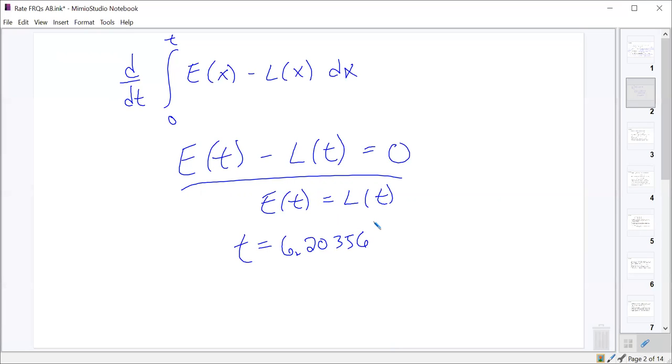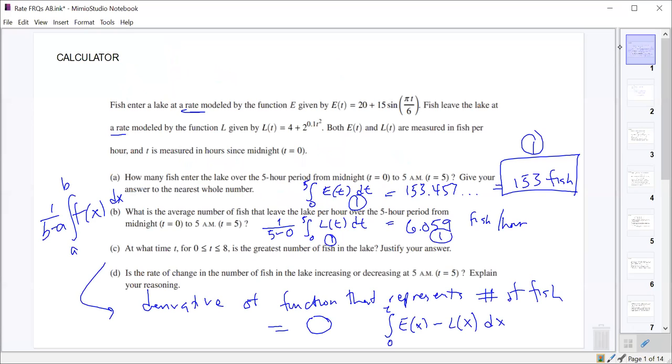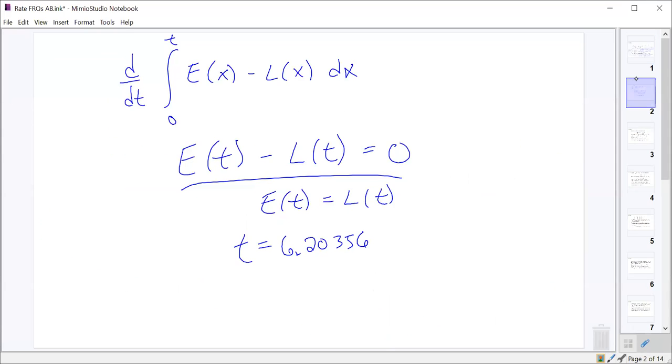And we need to show that this is a max and not a min, right? Greatest number. So we need to show that this is a max, not a minimum. And so the best way that we can do that, there's a couple different ways we could do it. One way is with the sign chart, right? So we can say, here's our value at 6.20356. We just need to figure out how many fish are in the lake to the right of that and to the left of that, or figure out if the rate, E of t minus L of t, is positive to the right of that or positive to the left of it.